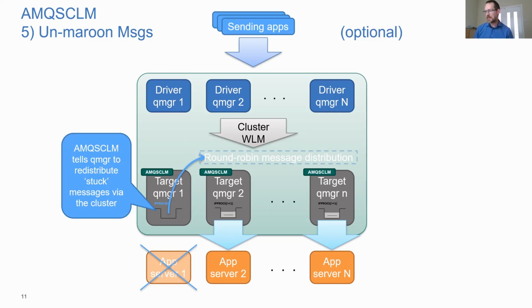And again, cluster workload management ensures that the messages get sent to the other queue managers and the other queues in the cluster. So now you've gone away from the situation where your messages are getting stale, and they're able to be processed by the remaining app servers in the cluster. And like I say, in an ideal world, you'd have restarted the app server immediately, but sometimes that doesn't happen, and AMQSCLM is a really useful backstop.